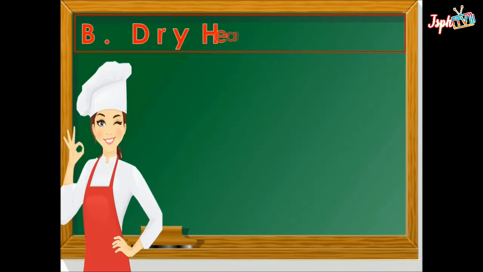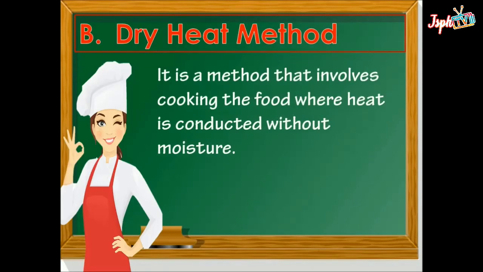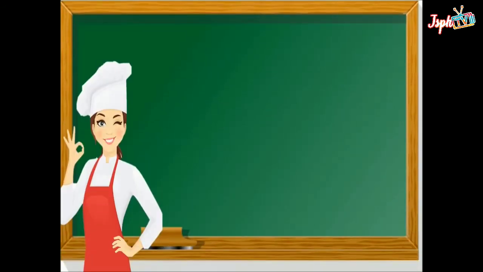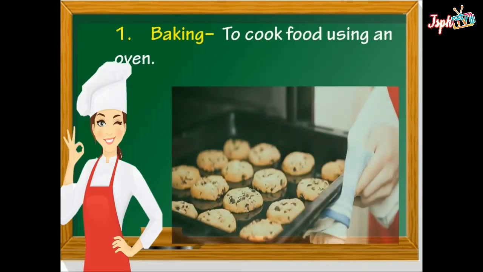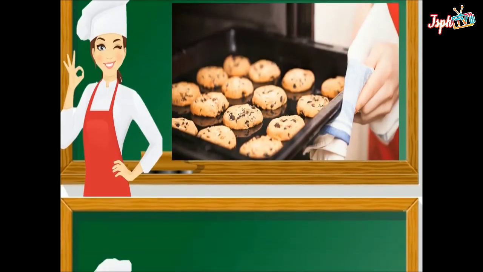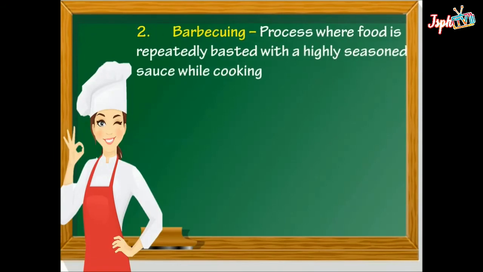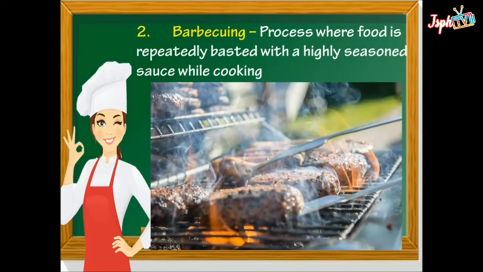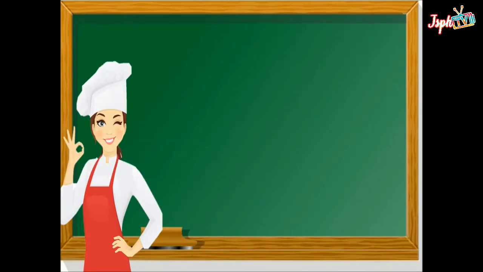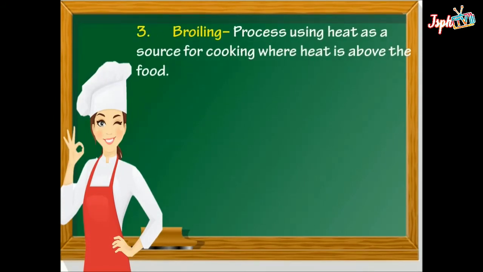B. Dry heat method. It is a method that involves cooking the food where heat is conducted without moisture. 1. Baking. To cook food using an oven. 2. Barbecuing. Process where food is repeatedly basted with a highly seasoned sauce while cooking. 3. Broiling. Process using heat as source for cooking where heat is above the food.